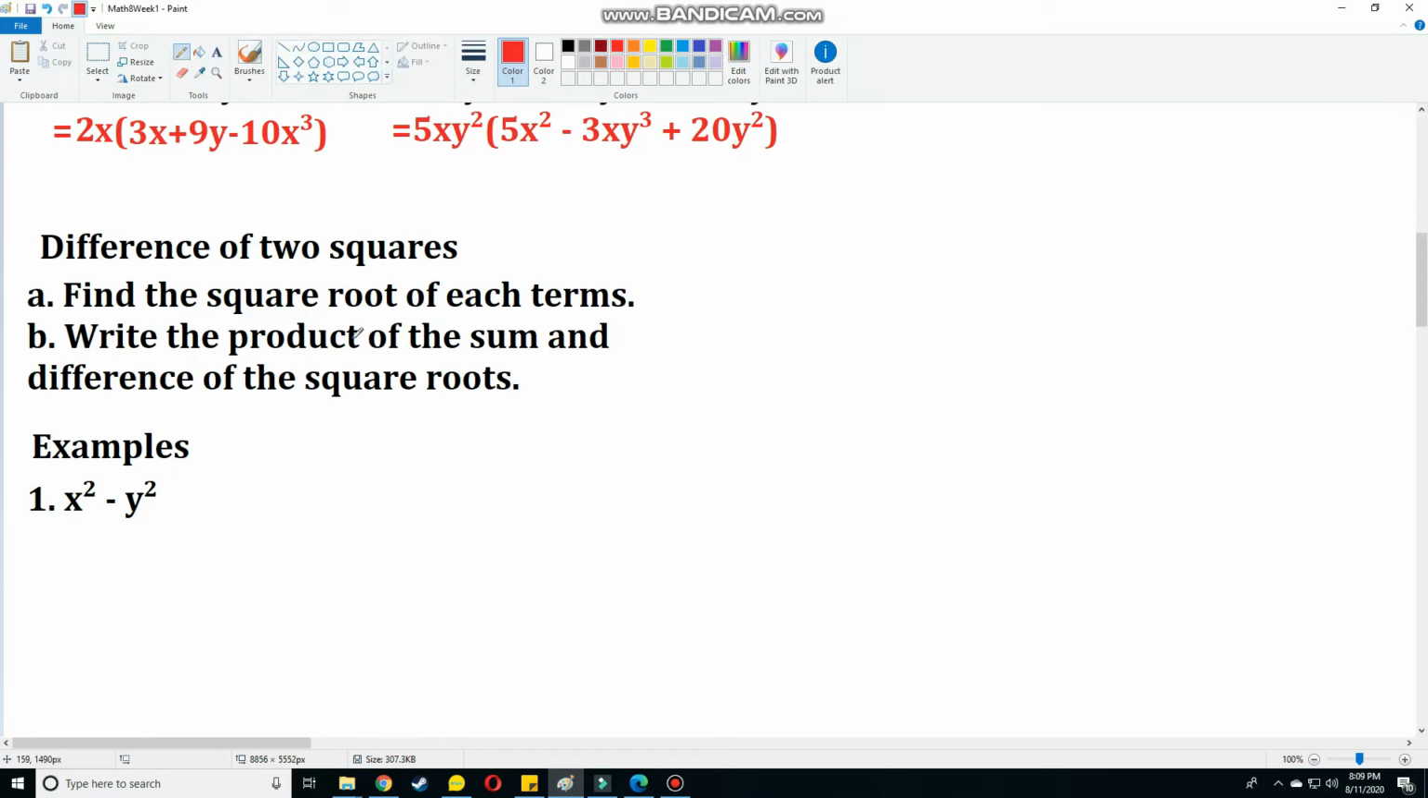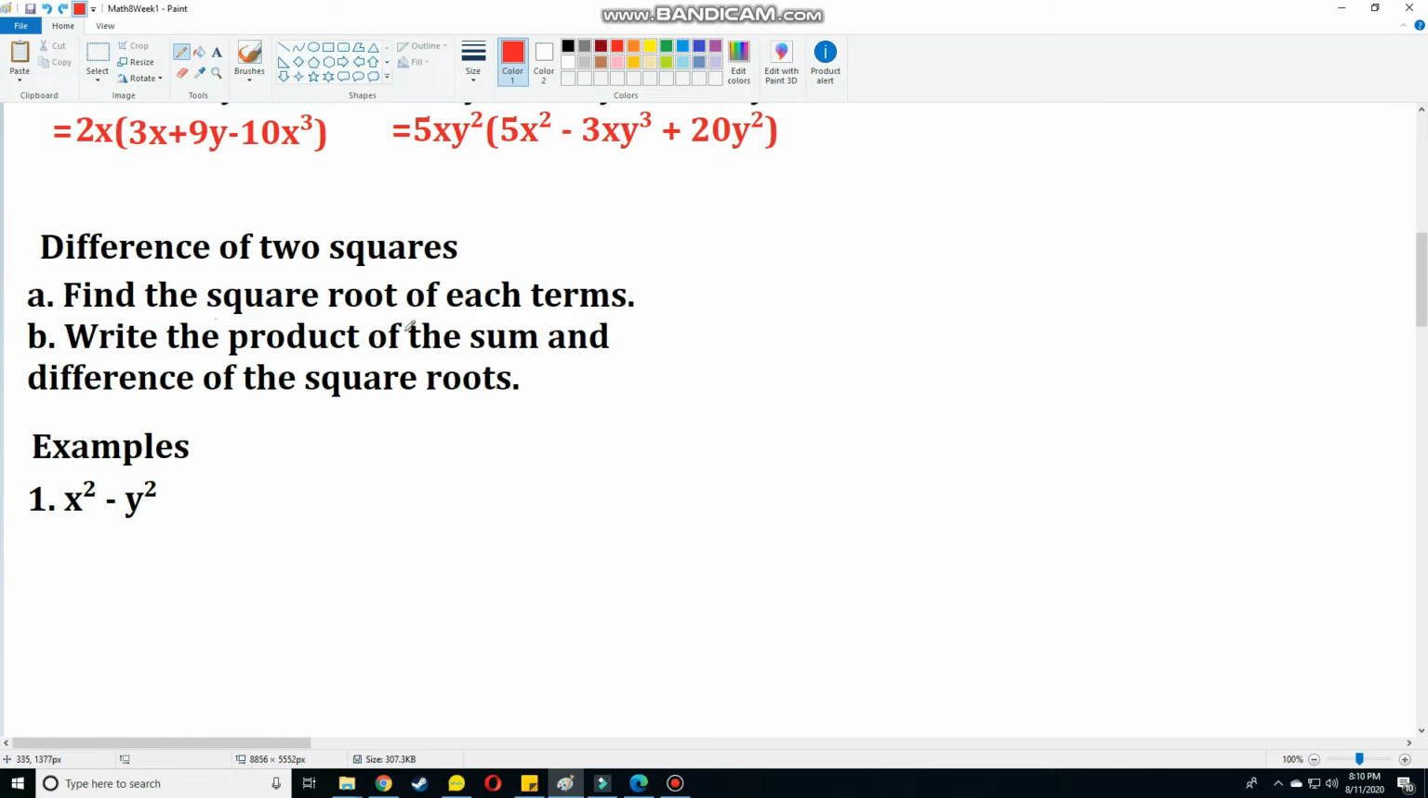Now, again, difference of two squares is only applicable if there are two terms: 1, 2. And the sign in the middle is subtraction. It's because we are having the difference. Difference, it's subtraction. Okay? Now, let's continue.